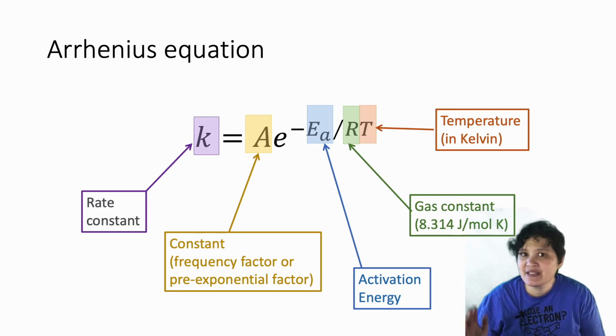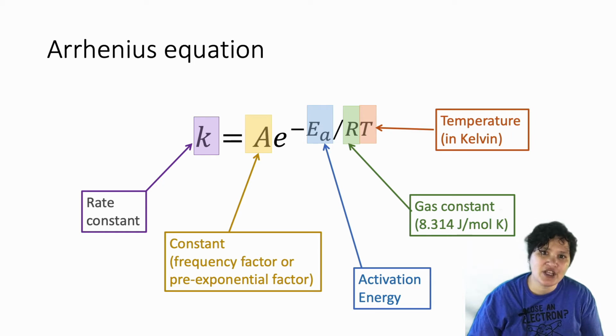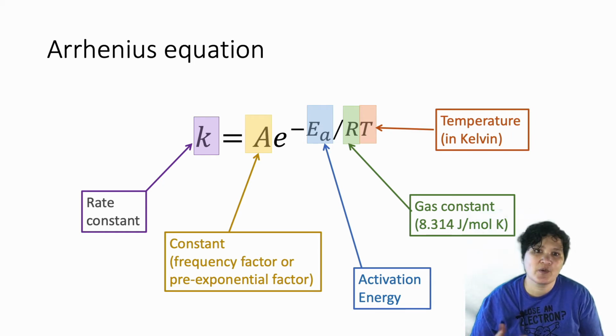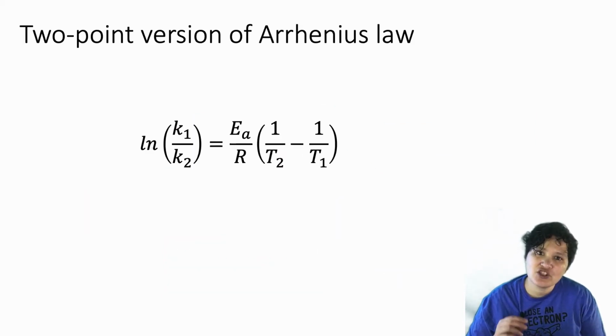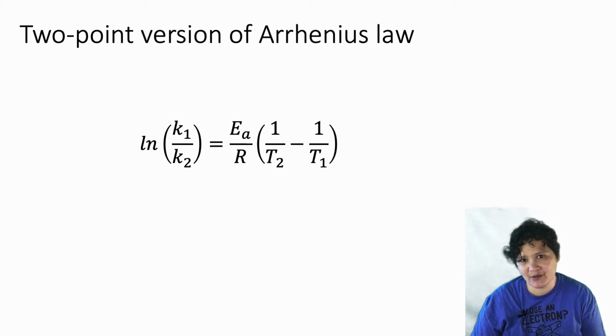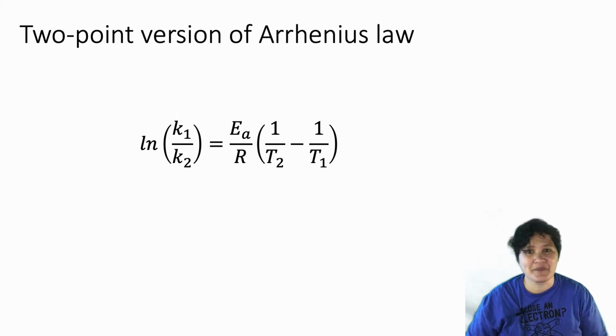But what we're doing now is not experimental kinetics, we're just doing calculations. And so we're going to transform this into the 2-point form of the Arrhenius equation. I did tell you that we're going to see more things like this, right?